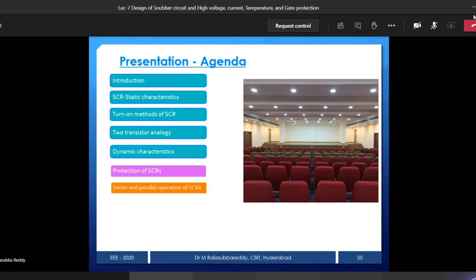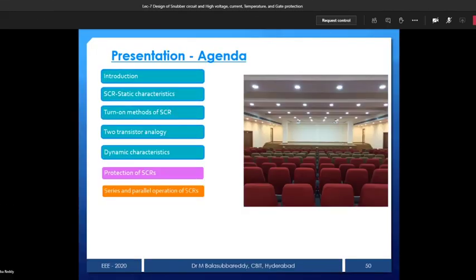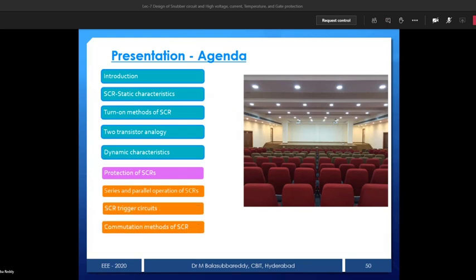Protection of SCRs. In the previous class, we observed di by dt protection and dv by dt protection. There is another circuit to protect against dv by dt, which we require as a snubber circuit. Today we will see the design of the snubber circuit and over voltage protection, over current protection, and gate protection. These are some of the protection schemes. After that, we'll go for series and parallel operation of an SCR.